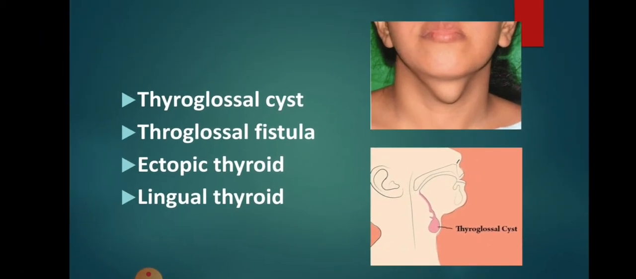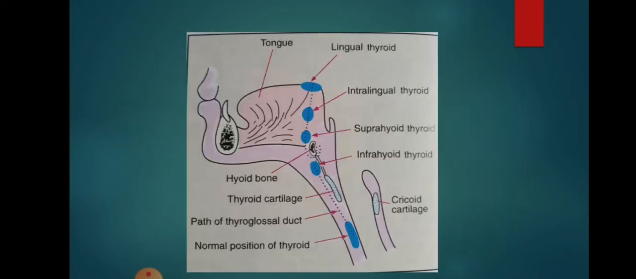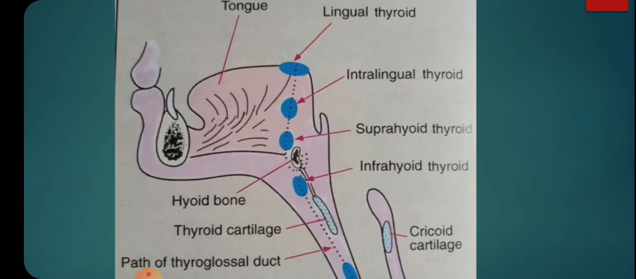What is ectopic thyroid? During the course of development of the thyroid, it may fail to descend. It can present anywhere away from the normal site, that is the ectopic thyroid. So these are the various sites.